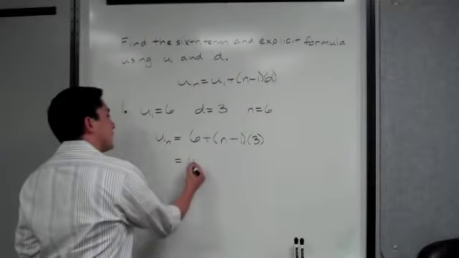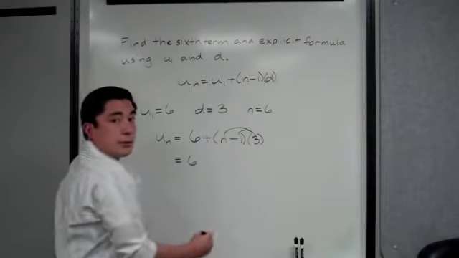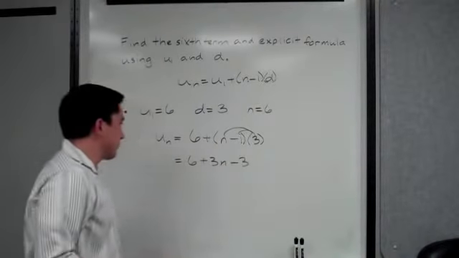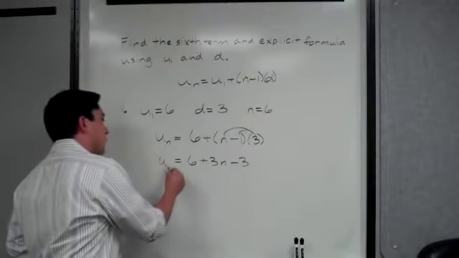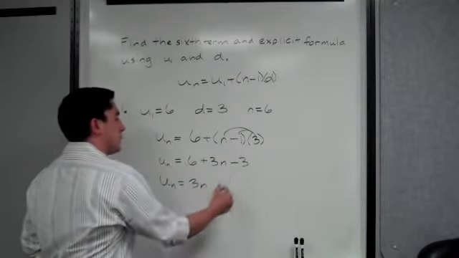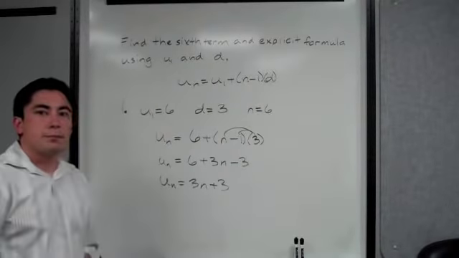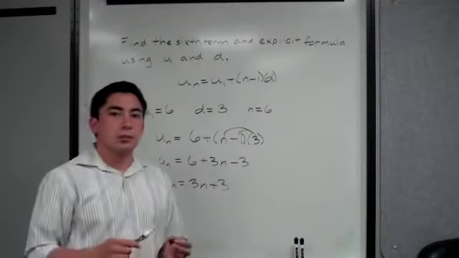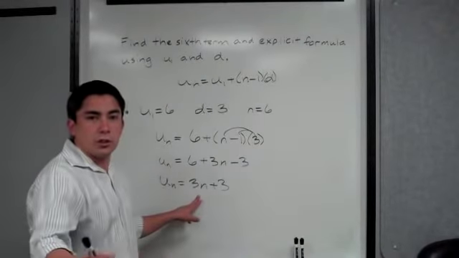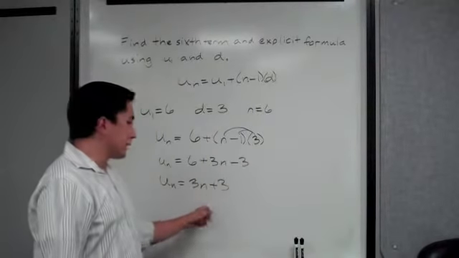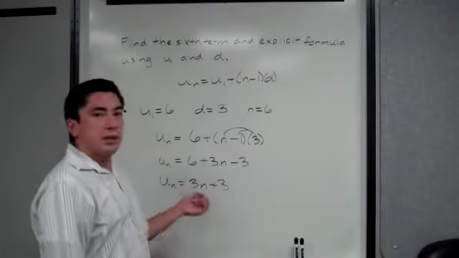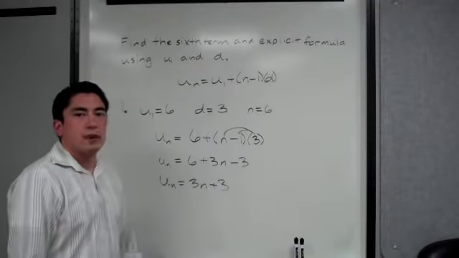So now we get 6. What we're going to do is distribute the 3. So plus 3n minus 3. So therefore U sub n is equal to 3n, and then 6 minus 3 is 3. This would be our explicit formula. Again, this is useful because if I said find the 100th term, all I have to do is plug that in for n. I know my 100th term is going to be 303. So all I got to do is plug it in for n.